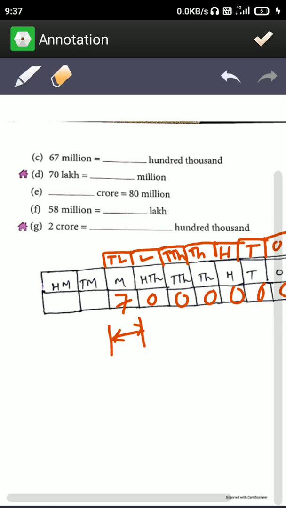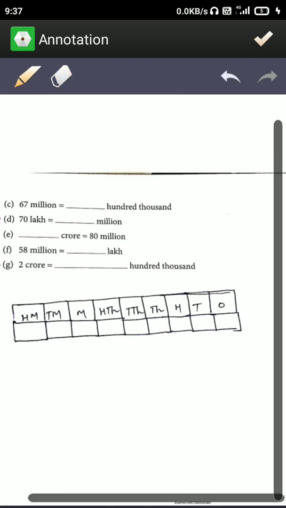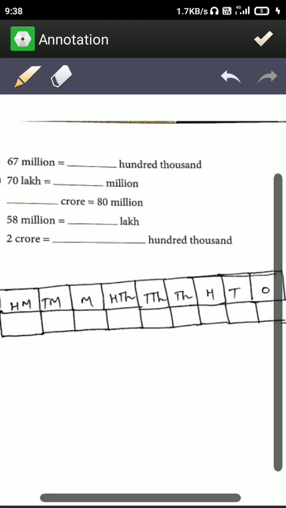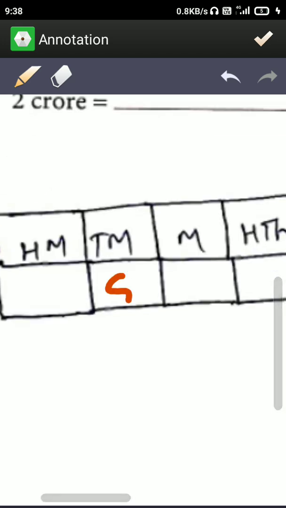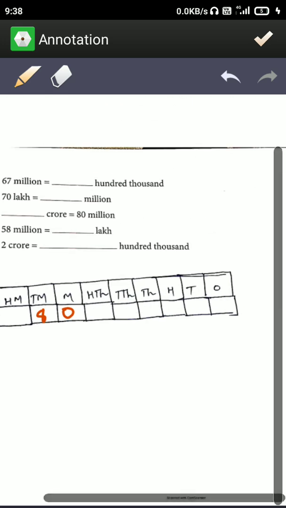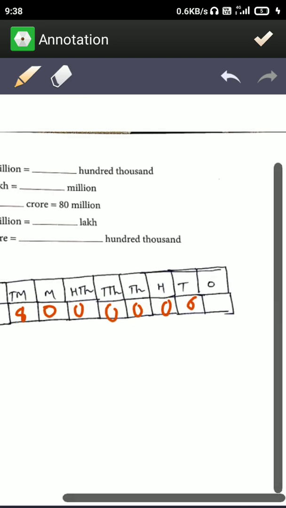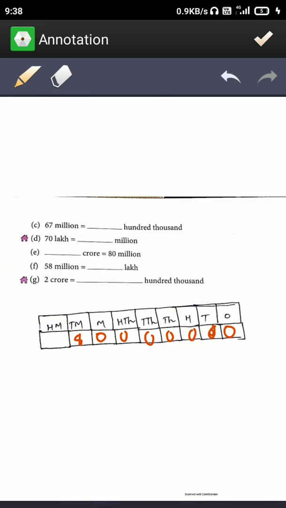Next question. Okay, this will be our last question. It is asking how many crore is equal to 80 million. First we will place 80 million in the place value chart. 8 0 0 0 0 0 0. So we have placed 80 million in the place value chart.